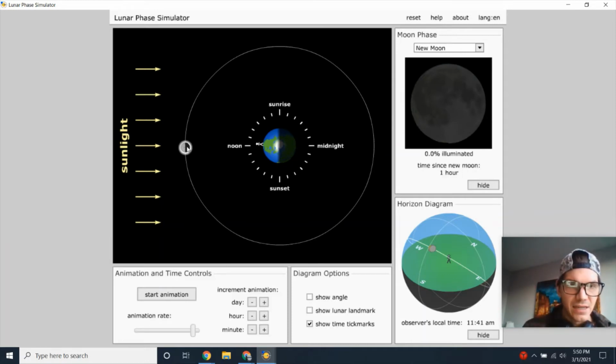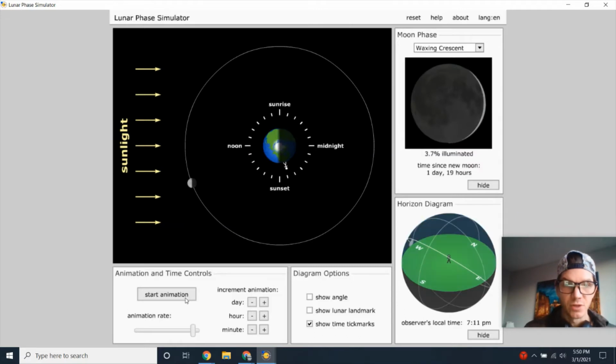So as the moon continues its revolution, more of this illuminated half is going to come into view for the observer on Earth. Let's slow this down a little bit. And after the new moon, the next phase that we have is called the waxing crescent.